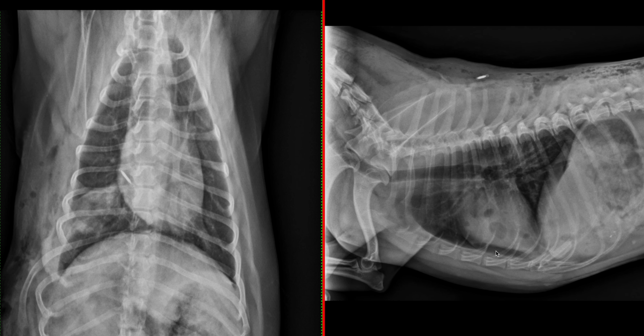The cardiac silhouette is slightly small. The pulmonary vasculature, however, and caudal vena cava are both considered normal. Soft tissue opacity is in the region of the right middle lung lobe on the ventrodorsal view. This is less conspicuous on the right lateral view, where the patient, in right lateral recumbency, would not be fully aerating the right lung.